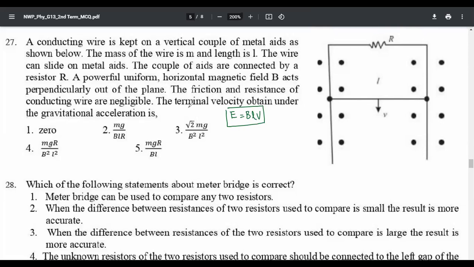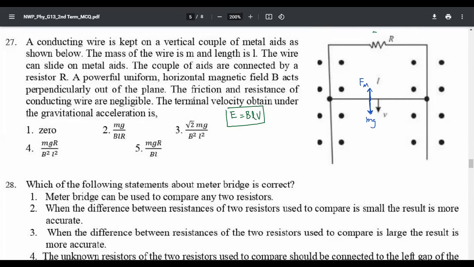If it is reaching a terminal velocity, that means the resultant force is zero, people. So I'll mark the forces acting on the wire. mg will be acting downwards, its weight. And there must be another force which is to balance mg, and that is the magnetic force, Fm. Then only this wire will fall under terminal velocity.